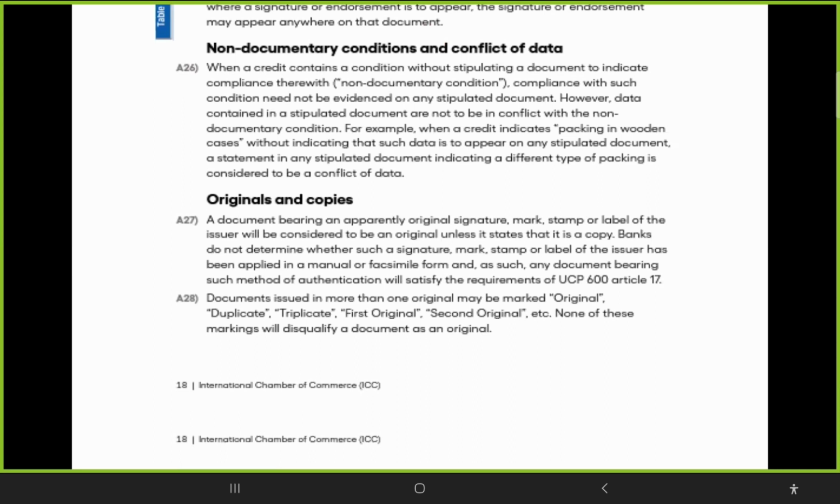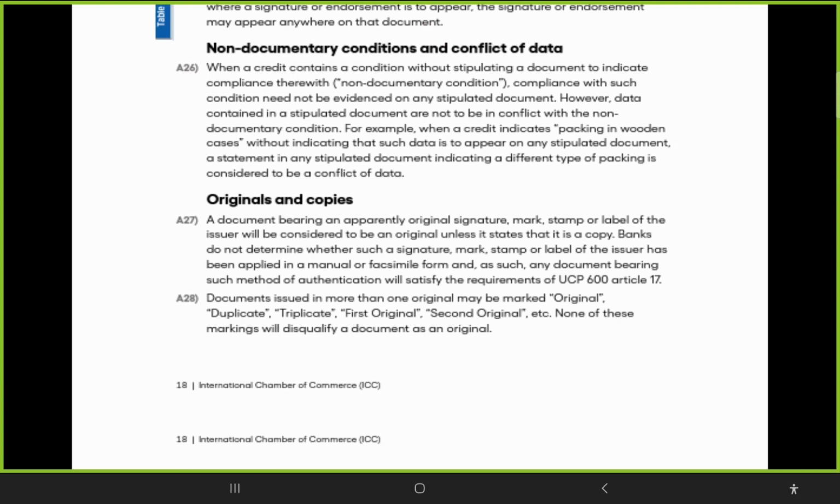Originals and copies. A document bearing an apparently original signature, mark, stamp, or label of the issuer will be considered to be an original unless it states that it is a copy. Banks do not determine whether such a signature, mark, stamp, or label of the issuer has been applied in a manual or email form. As such, any document bearing such method of authentication will satisfy the requirements of UCP 600, Article 17.